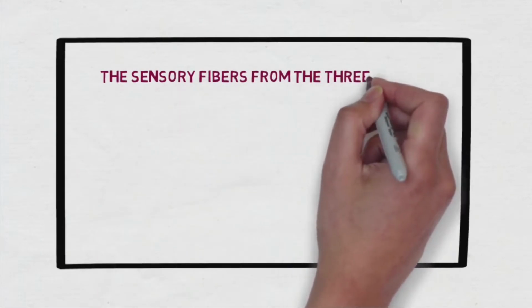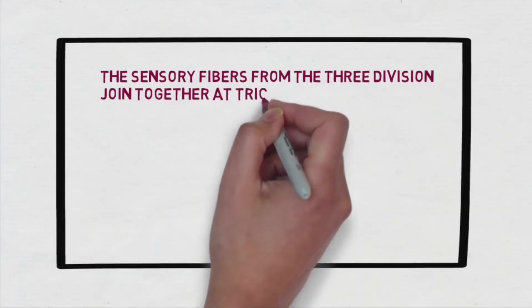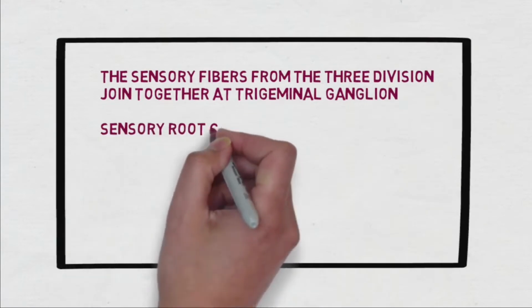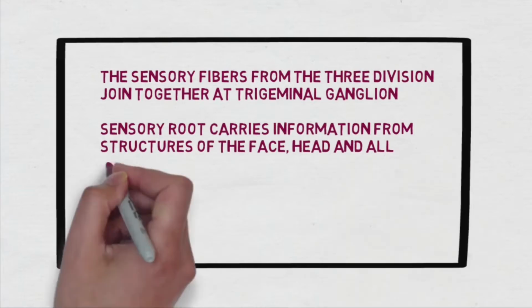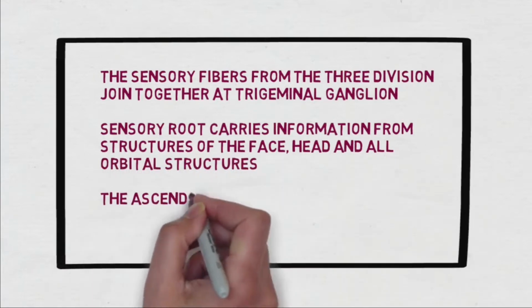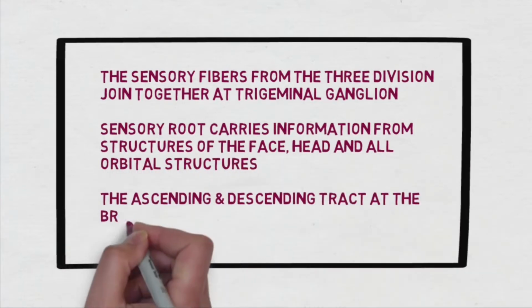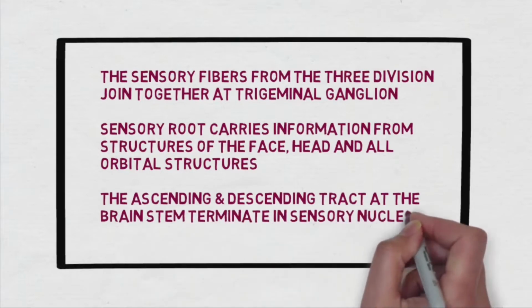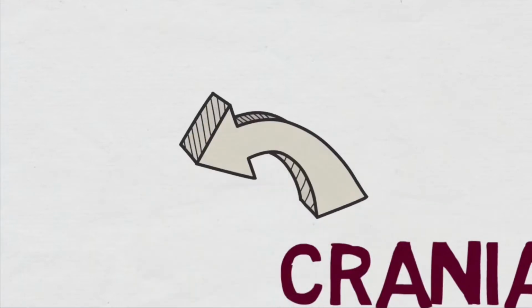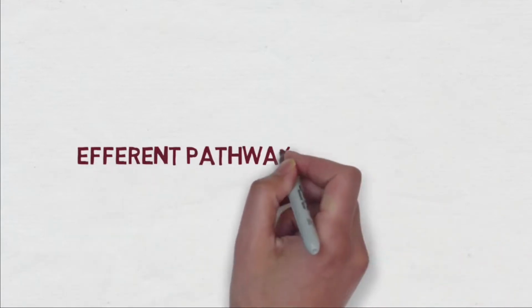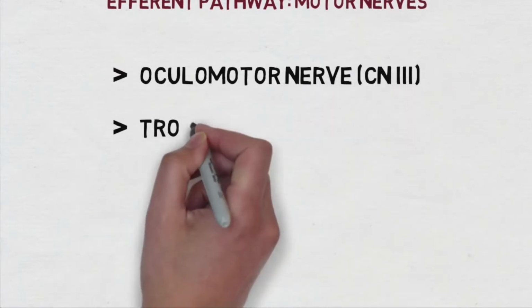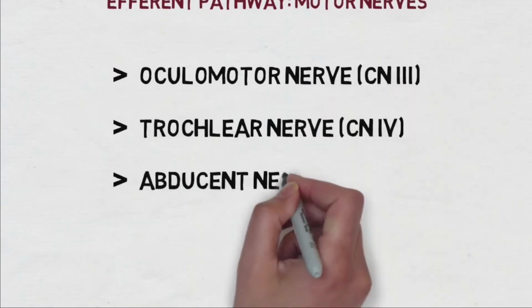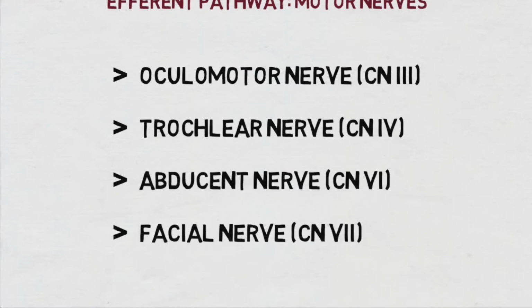The sensory fibers from the three divisions join together at the trigeminal ganglion. The sensory root carries information from structures of the face, head, and also all orbital structures. The tract at the brainstem terminates in the sensory nucleus of the trigeminal nerve. Next, we will be looking into the efferent pathway, which involves 4 cranial nerves: oculomotor nerve, trochlear nerve, abducens nerve, and lastly facial nerve.